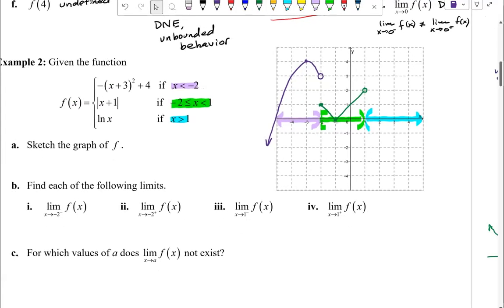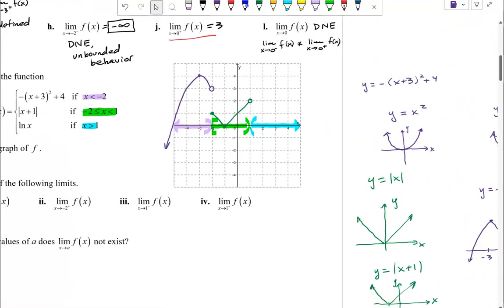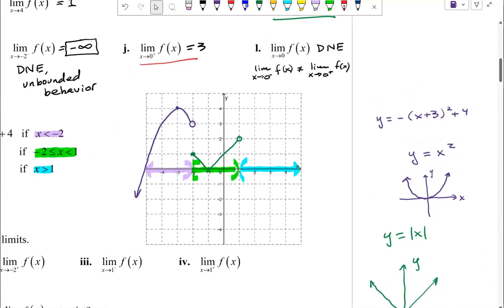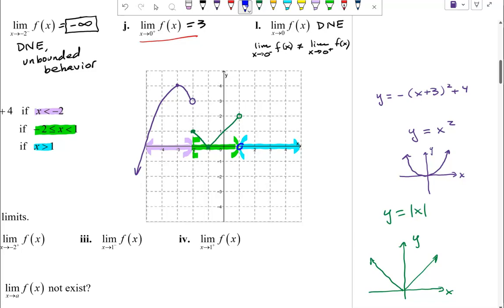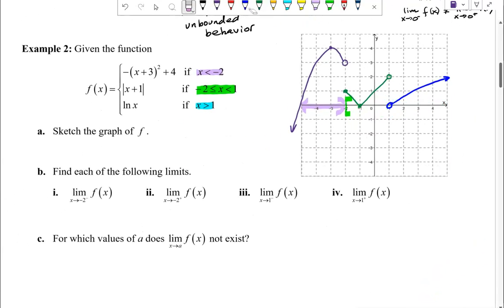Finally, in blue, we're being asked to graph the ln function. Hopefully you remember what that looks like. The ln function has a vertical asymptote at 0. It goes through the point 1, 0, and has a graph that looks like this. And we're being asked to graph this for x is bigger than 1. So we're going to go ahead and put an open circle here, and we're getting something like that. So this is the graph of our piecewise defined function.